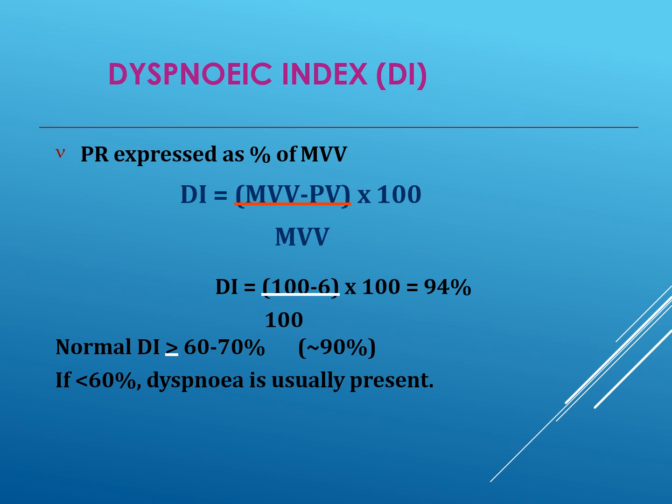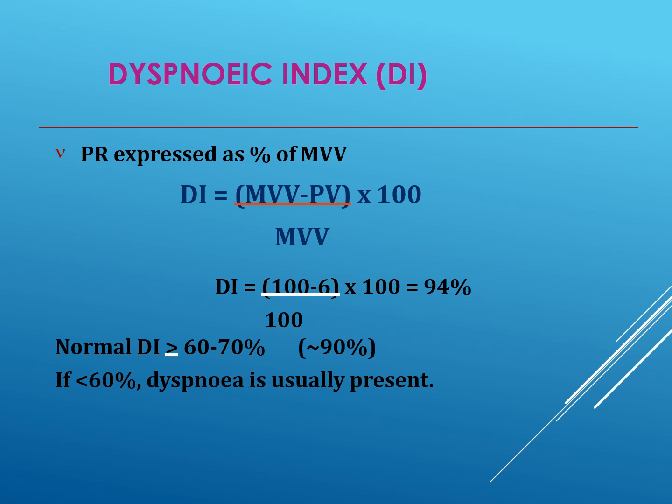And the next important value is dyspneic index. So pulmonary reserve is usually expressed as the percentage of maximum ventilation volume and is known as percentage pulmonary reserve or dyspneic index. So the formula is dyspneic index is equal to MVV minus pulmonary ventilation divided by MVV into 100. So if you put MVV as 100 and pulmonary ventilation 6, you will be getting 94%.